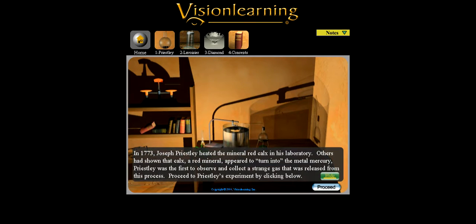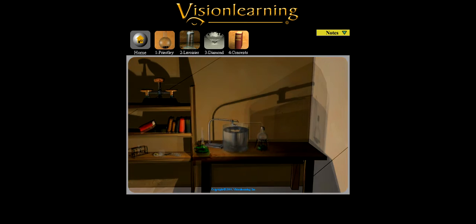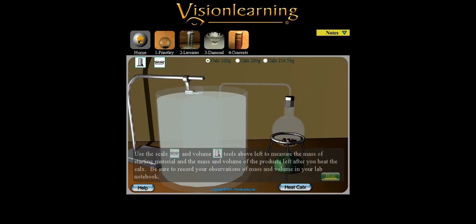So if I click on the Priestley one, it gives some information down there. I can click proceed, and it's going to take me up to this thing. Now, what I wanted to show you was make sure that you know how to use the mass and the volume tools. So for instance, right here, I can drag that mass over that calx right there. It's going to tell me the mass.